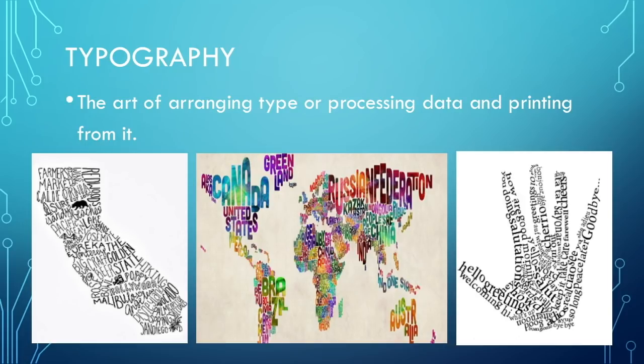Some examples you see here is they took words that are important to the state of California and put them into that shape, words into the hand, and all of the names of the different countries in the world.